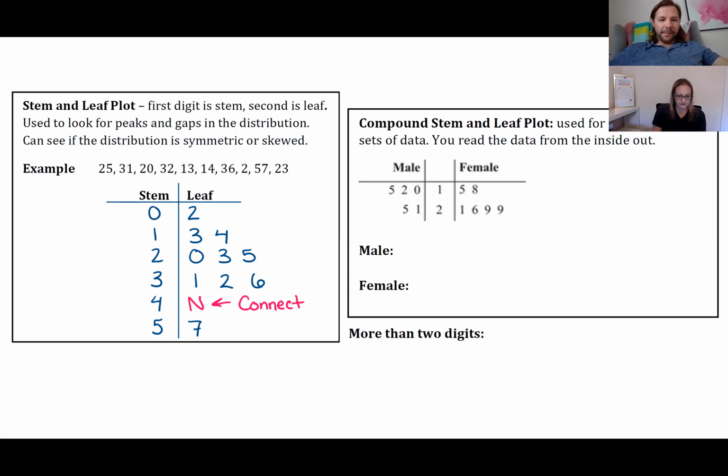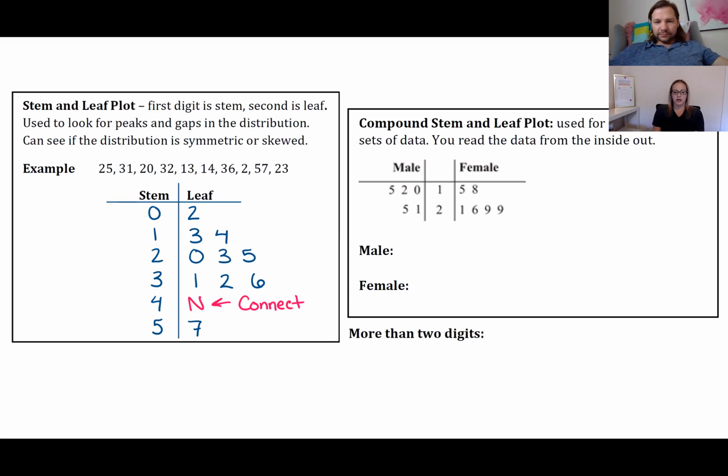Then, for the 20s, we have 25, 20, and 23. So you would do 0, 3, and 5. That would represent those 3 numbers. Then there's 31, 32, 36. So you put 1, 2, and 6 with the 3. And then for 40, there's nothing.